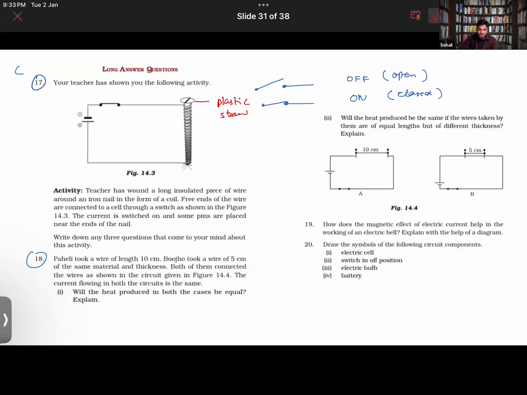Okay, so that's it for today. Question number 19 and 20, do that as part of homework, as part of your assignment. Make sure you submit that.